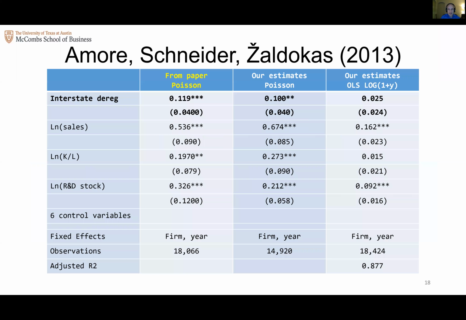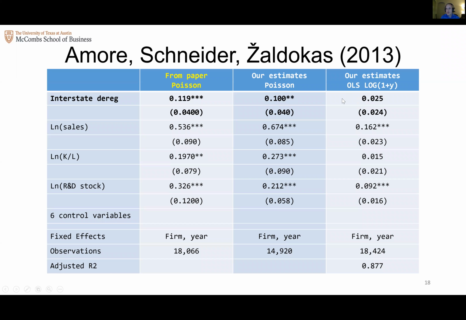Okay, a couple of other papers. This is a paper that's looking at the effect of interstate bank deregulation on innovation. This is a paper that actually does estimate a Poisson model. It's one of the very few that we found in the finance literature that's using patents and actually estimating a Poisson model. So the coefficient here is positive. It's 0.119, significant at the 1% level. Again, we were able to get a really close estimate in our replication. Our estimate ends up being 0.1, which is pretty much spot on, also significant at the 5% level.